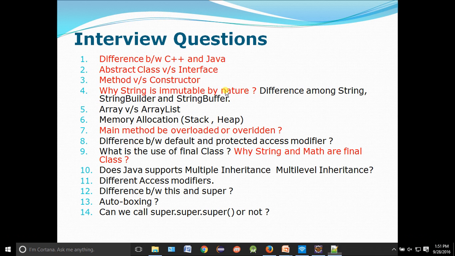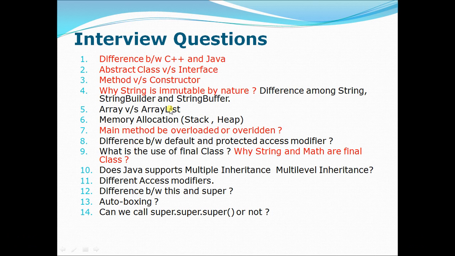Now, what is the difference between array and array list? Tell me. Array is of fixed size, array list is of dynamic size. We'll see in depth in a second.